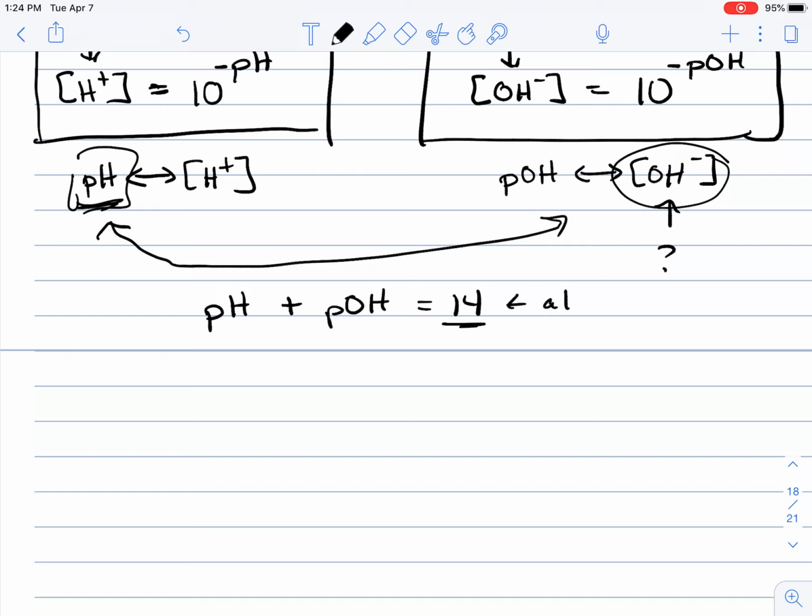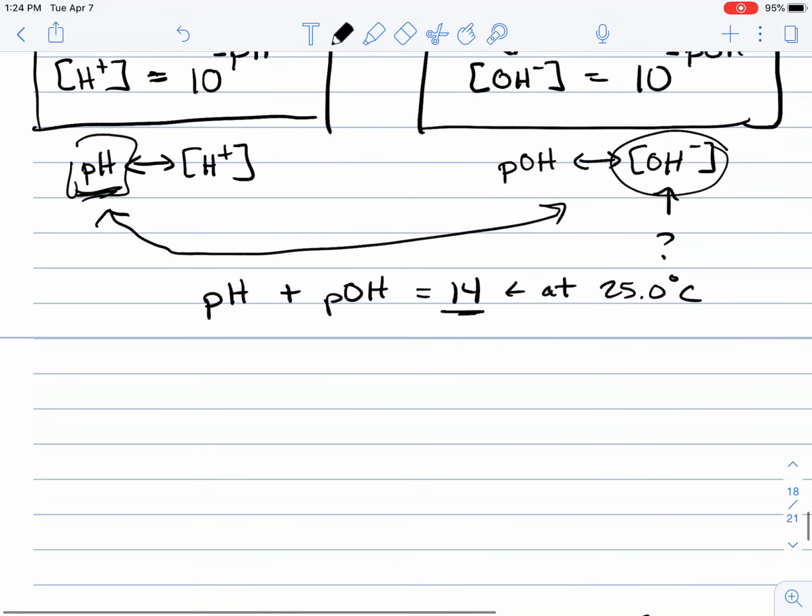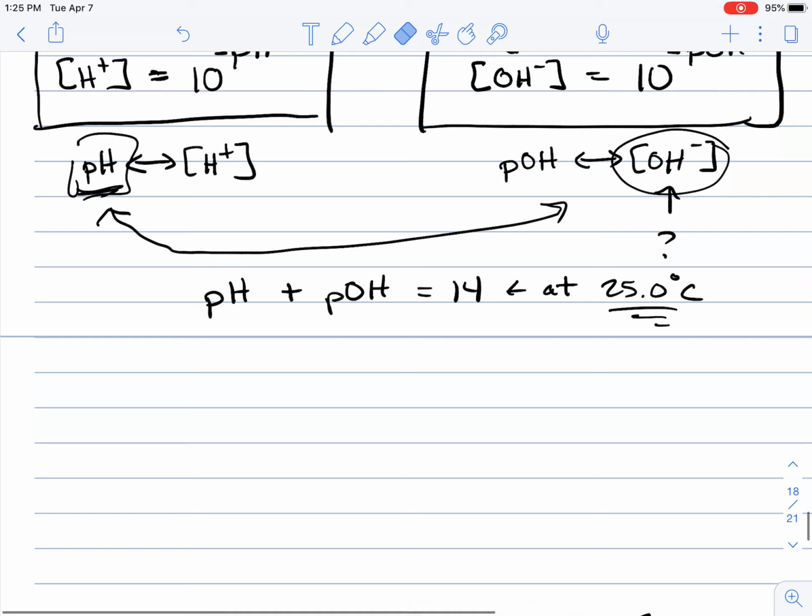at 25 degrees Celsius. And if the temperature is not at 25 degrees Celsius, this number is going to be slightly different. But we're not going to be concerned about that for this class. We're just going to assume that everything is at 25 degrees Celsius. So therefore, we can use this value 14. Now, this equation only allows us to go from pH to pOH, or vice versa.